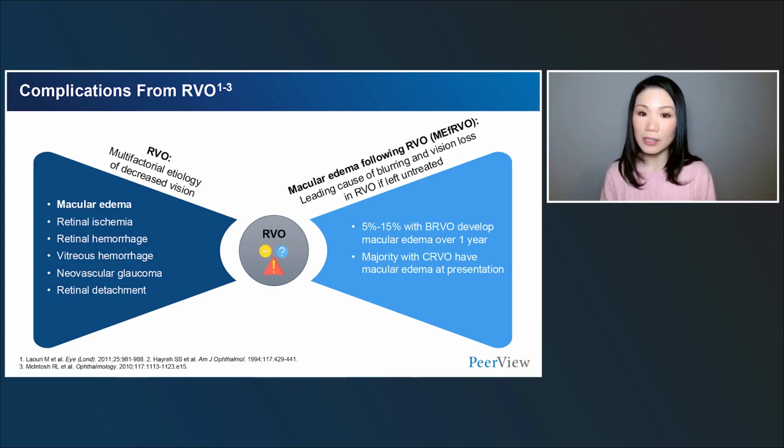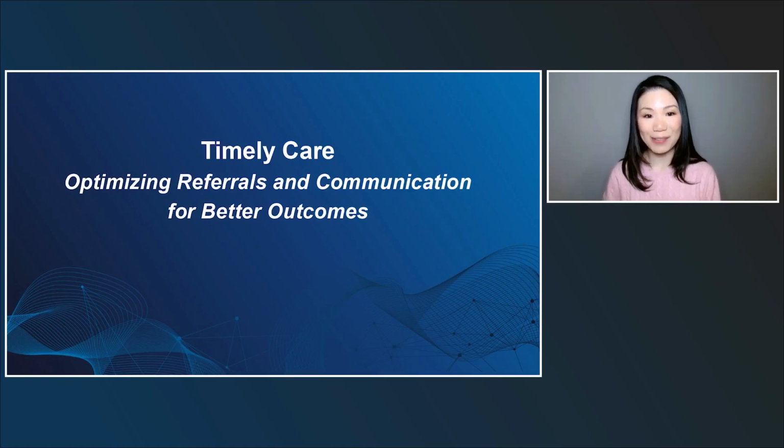But of course, macular edema is the most common vision-threatening complication from retinal vein occlusion. And that's what we abbreviate as MEF-RVO. It's macular edema following RVO, and that can affect a significant proportion of BRVO as well as CRVO patients down the line, if not immediately upon presentation. So with that, I'm going to hand things back to Dr. Hughes as we wrap up in terms of timing of treatment, and then I'm going to give you a really brief crash course on the various treatments that we have today in ophthalmology.